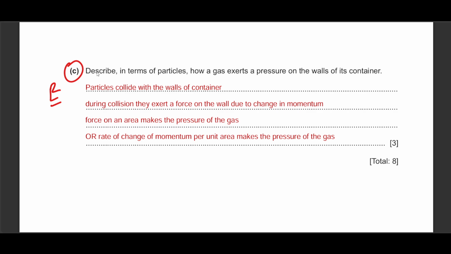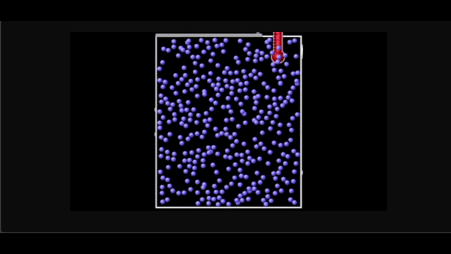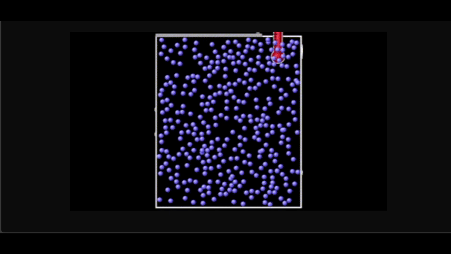So he says how gas exerts pressure on the walls of container. Let me show you in animation what's actually happening. There is a common misconception among students that probably the gas particles are colliding with each other somewhere in the central region. The gas particles are colliding with each other. We don't disagree on that. The main problem is that this is not the reason for gas pressure.